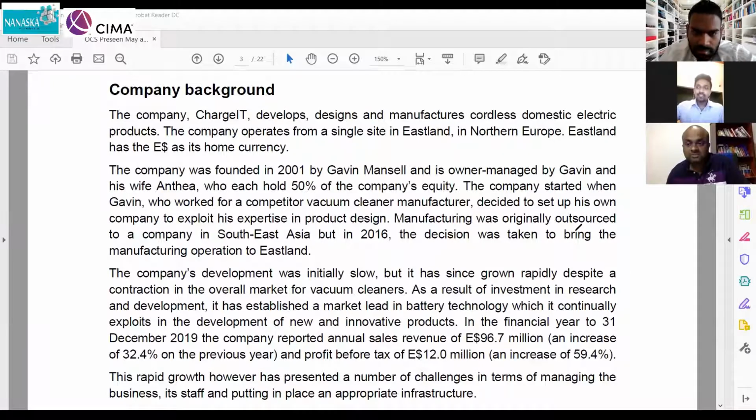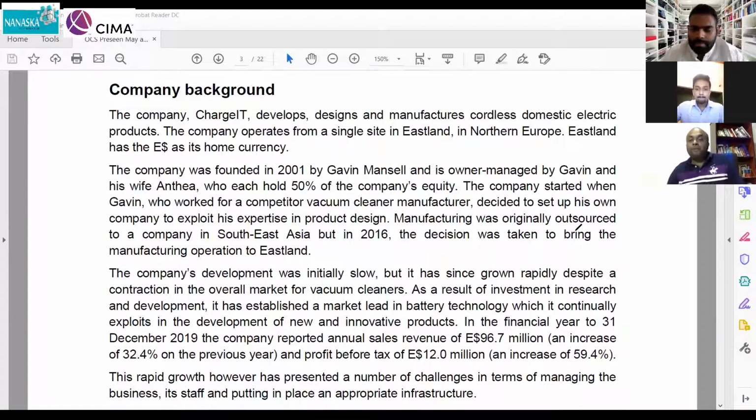Hello everyone, we are going to analyze the CIMA operational case study pre-seen material for the August examination. I'm starting with page number 3 of our pre-seen, and we have the company background. They are discussing product design and development. So dear experts, how do you think we can relate this to our syllabus areas?